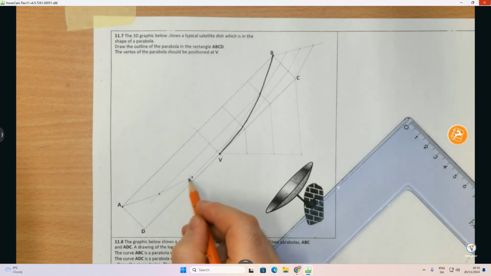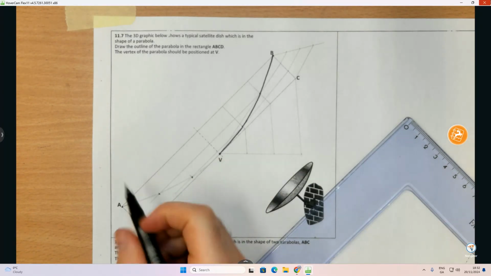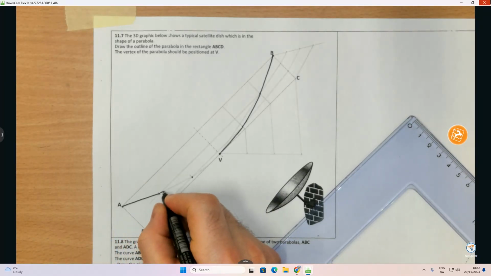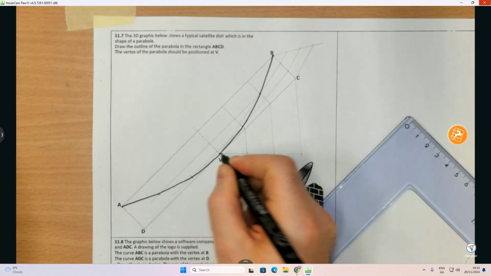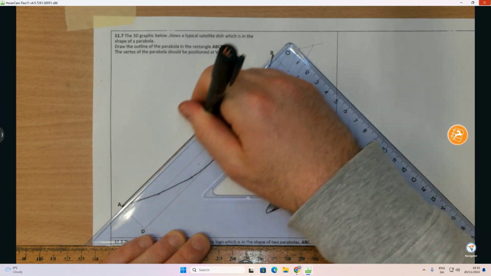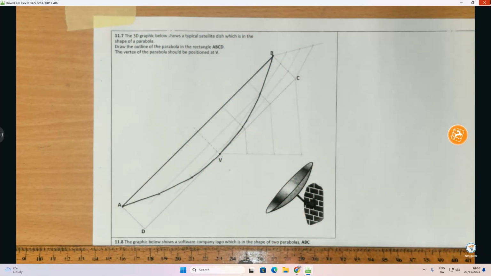You want to make the curve flow as smooth as possible. There will be marks as always on any test for presentation. Just going through the points. Neat and tidy. And now what we're going to do is maybe that line in. And there we go. That's the side view of the satellite dish there. Okay, so that's the first question done.